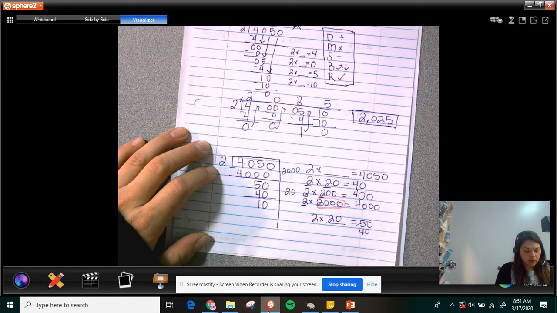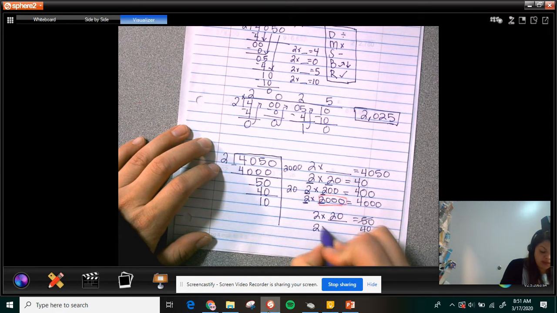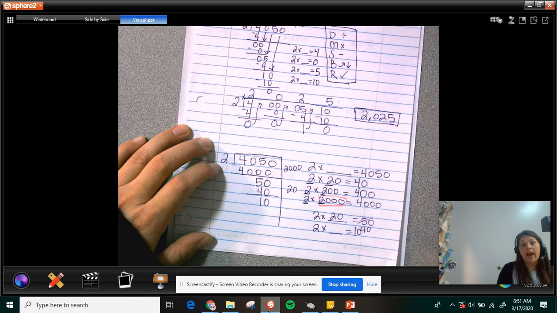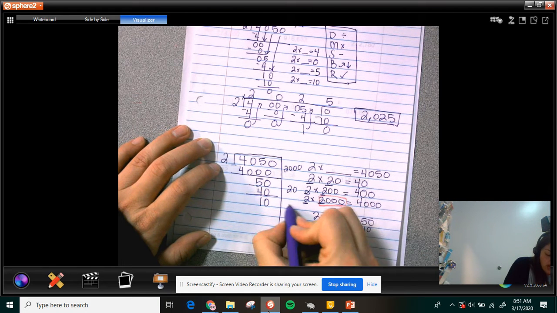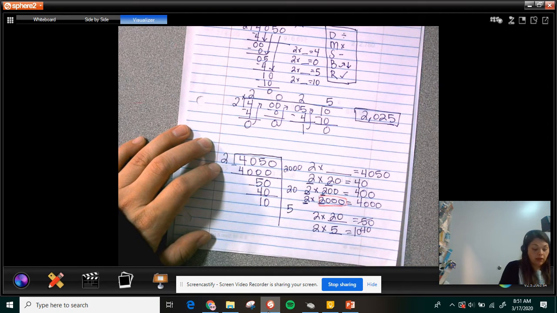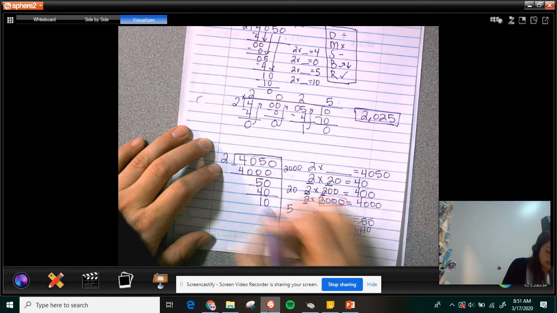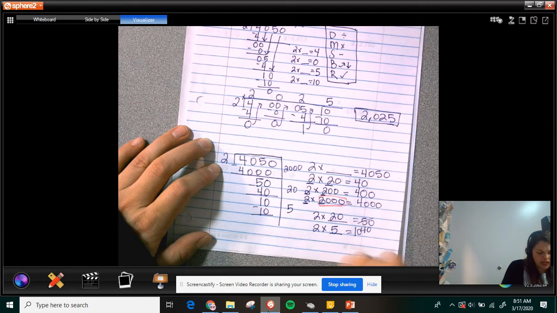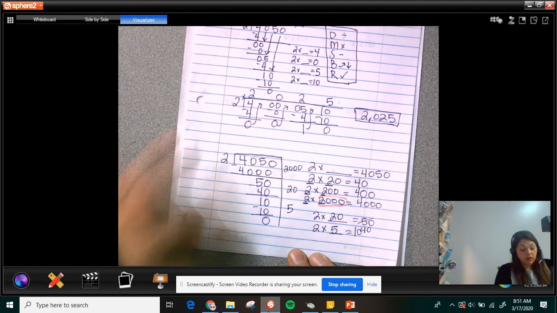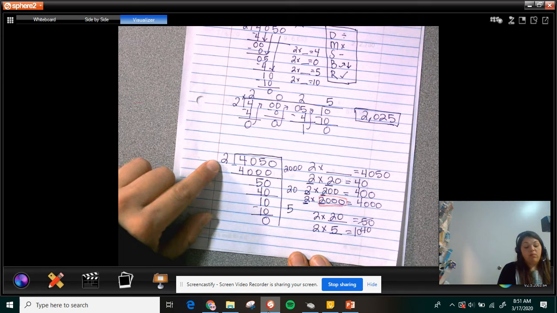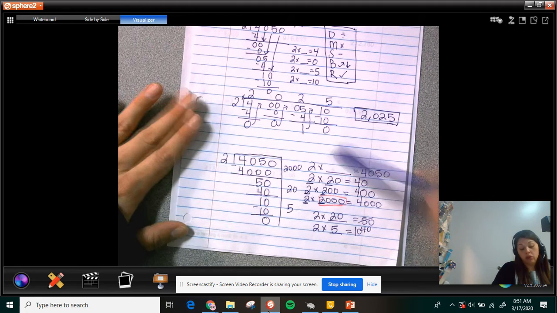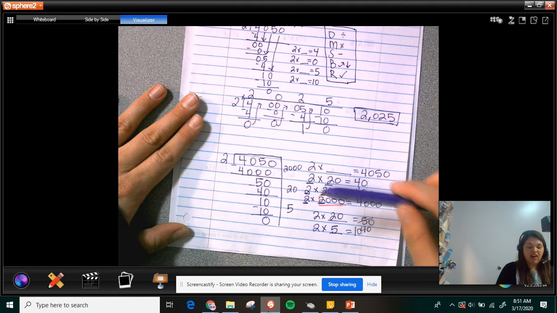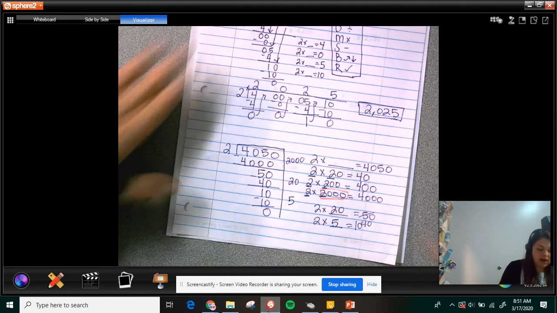Okay, well, I need to do 2 times something that is going to get me close to 10 without going over. Well, I know that 2 times 5 equals 10. So I'm going to write my 5 over here and multiply again. 5 times 2 is 10. I'm going to subtract, and I get 0. 0 is less than 2. So I'm good to go ahead and have my answer. So my answer is going to be 2,000 plus 20 plus 5. I have to add it all together, and that's going to be my final answer.